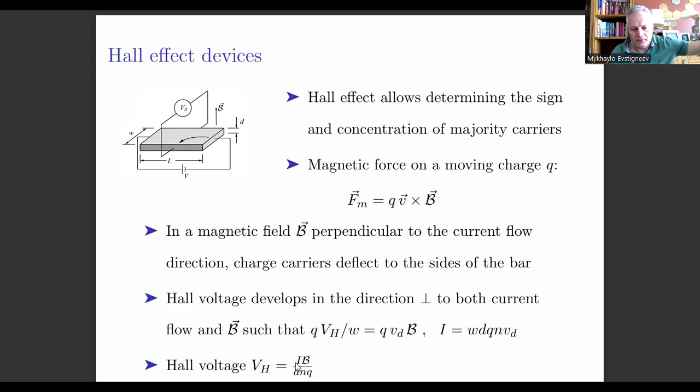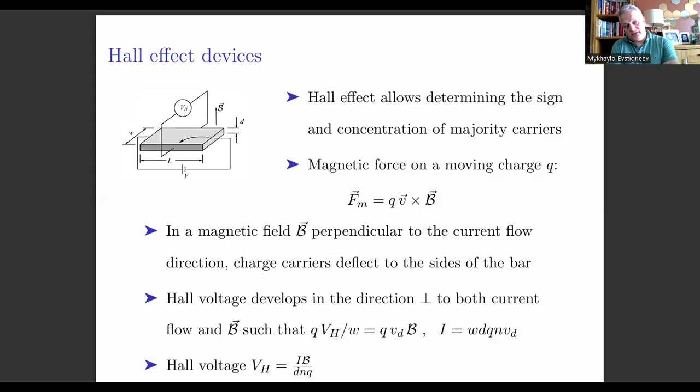It is given by the product of the electric current through the bar times the magnetic field divided by the thickness, concentration of charge carriers, and elementary charge. So this is the magnitude of the Hall voltage. If the majority carriers are holes, then replace N with P.